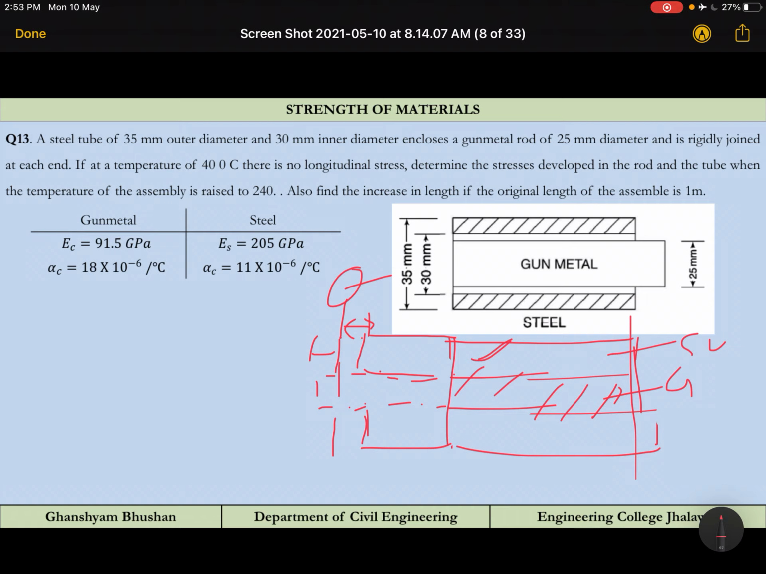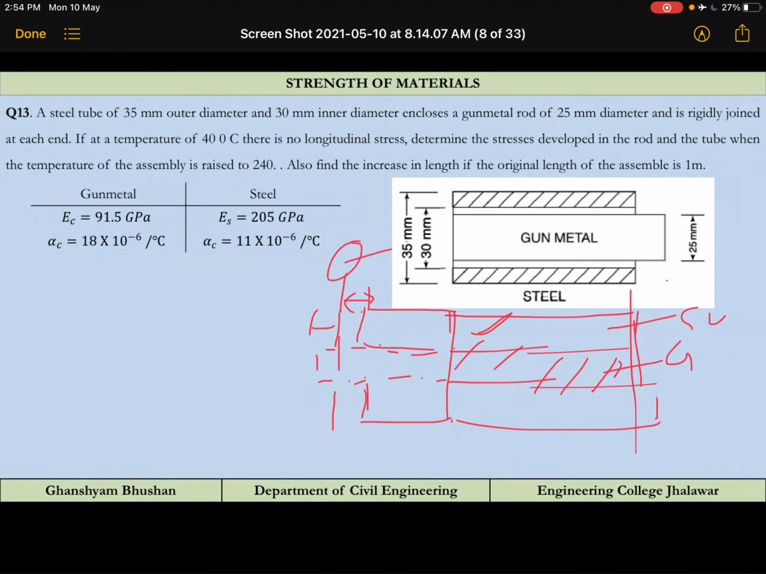Whatever the deformation was due to temperature, they will have to achieve some common point due to compatibility. It is not possible that gunmetal will expand more than steel because they have rigidly been joined at the ends. So the material which has more alpha will be in compression, and the material which has lesser alpha as compared to the other material will be in tension. So here steel will be in tension and copper will be in compression. So let us see how we are going to solve this problem.